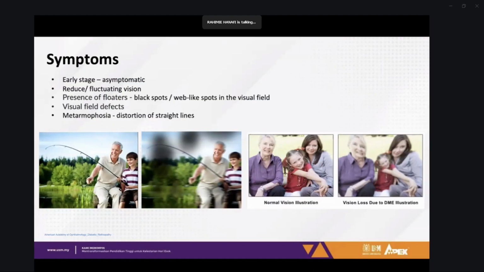This might be due to the presence of vitreous hemorrhage, or later on, they can have a visual field defect when there is tractional detachment. Patients who have macular edema might have central scotoma and distortion of vision that we call metamorphopsia.